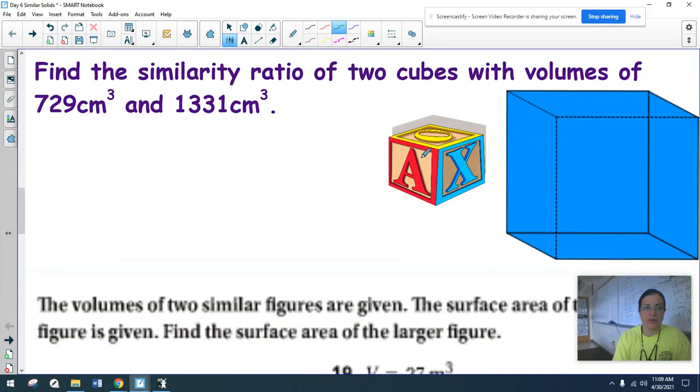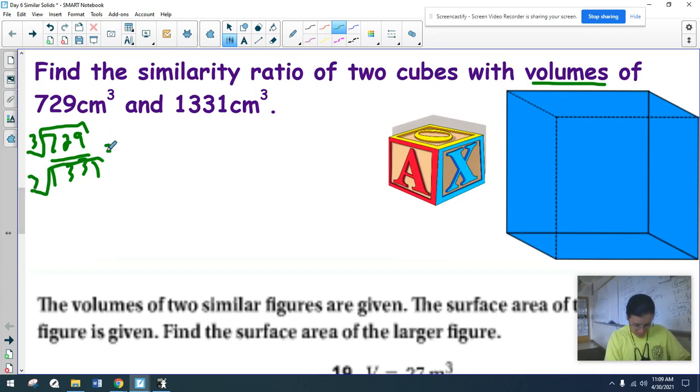So I just threw 2 cubes on here, and they give you the volumes. Okay, so in this case, it doesn't matter which one goes on the top and which one goes on bottom because it doesn't say. So if it doesn't specify, it doesn't matter. So here's what I'm doing. I'm doing this, and since it is the volume, that means it's cubed. So to get the similarity ratio, I have to uncube it, which basically means take the cube root of it. Okay, I'm going to do the bottom and the top.